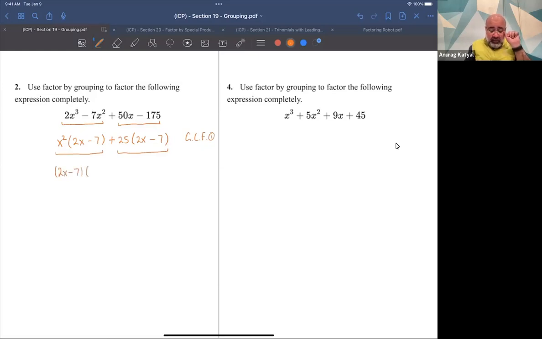Now, if we factor that out, we divide the first term by the GCF 2x minus 7, and we're going to be left with x squared as our quotient. Then we divide 25 times 2x minus 7 by 2x minus 7, and we'll be left with 25 as our quotient. That's our answer. We have successfully done GCF twice, or we've done the greatest common factor twice.